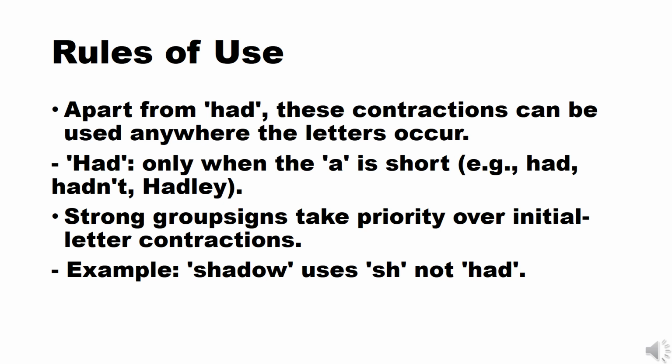Now, rules time. Most of these contractions can be used anywhere in a word, but the contraction for had is special. It only works when the word is short, like in had, hadn't, or hadly. Also, remember, if there's a stronger contraction available, like sh in shadow, that one takes priority. So the golden rule is, always use the stronger, simpler contraction.